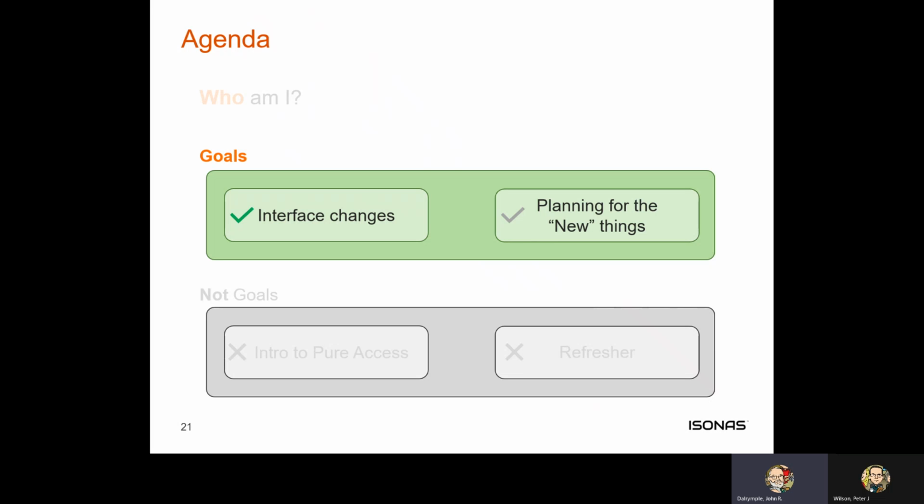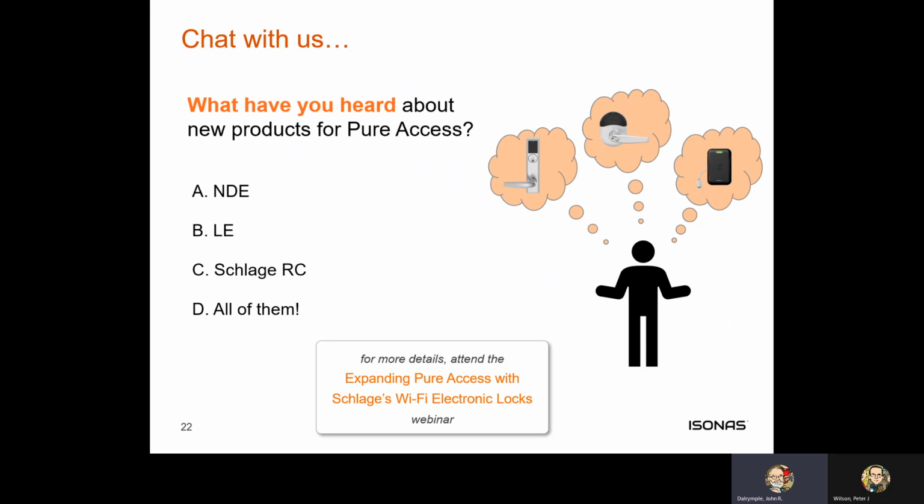We're going to move on to our second topic in the webinar, and that's planning for new things. So have any of you heard about new products coming to Pure Access? Yeah, right. All of those products are coming to Pure Access. But to learn about the application of these new locks and these new products, you need to be properly prepared. And to do that, we have a webinar, okay? You can look for it and it will be scheduled in the future.